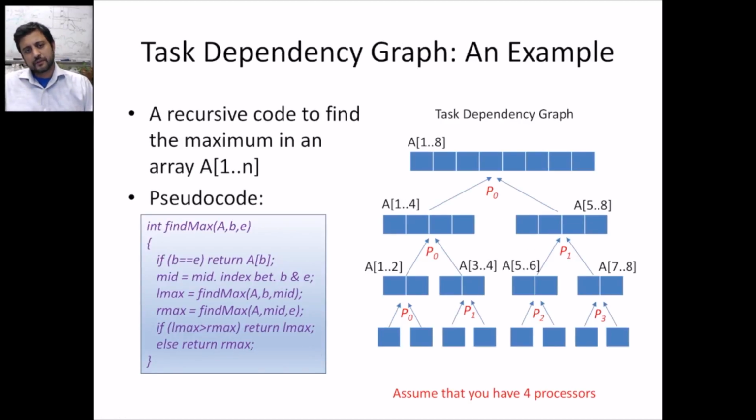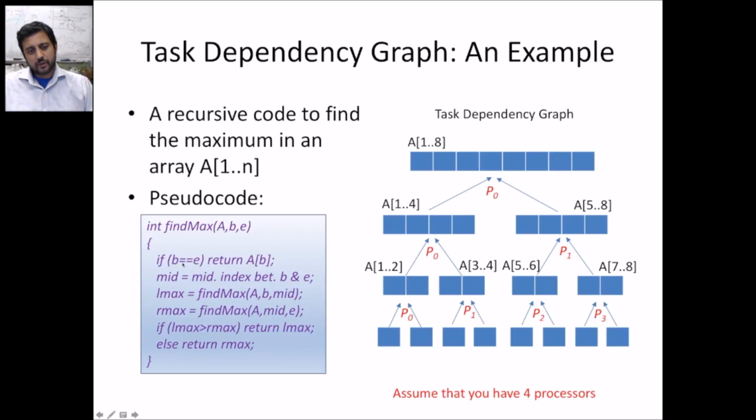So here is a simple example of a task dependency graph. Let's say we want to compute a maximum value in an array of size n. So I can write a pseudocode that looks like this. All I'm doing here is basically saying, here is a function called find max. It takes as input an array A, which is of size n initially, and then it takes two indices, B for begin, E for end.